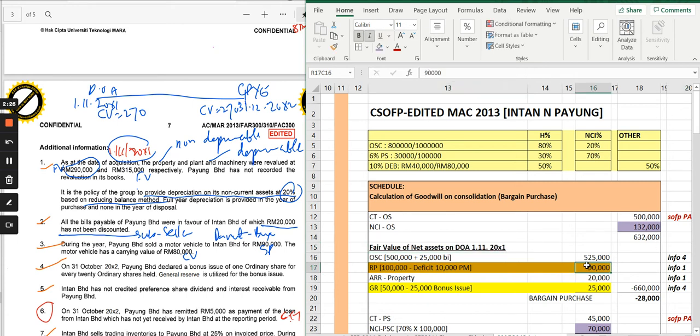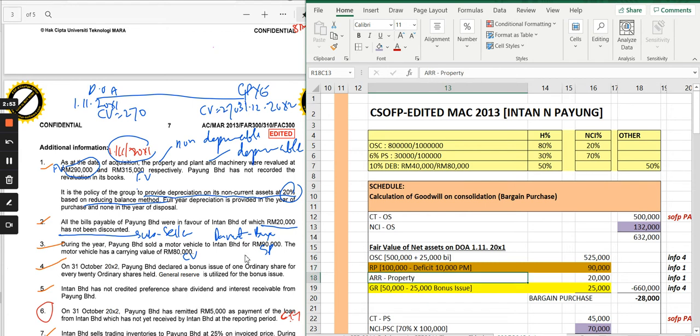So incorporate info 4, add with the bonus issue, you will get the share capital 525. Retained profit: there was a deficit that we have discussed from information 1. Go check the consolidation journal that you have already done with me. You get 90,000 because 100,000 minus the deficit on the revaluation of plant. That was the case, plant and machinery.